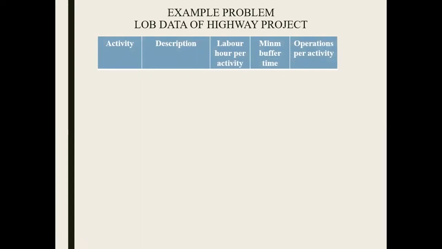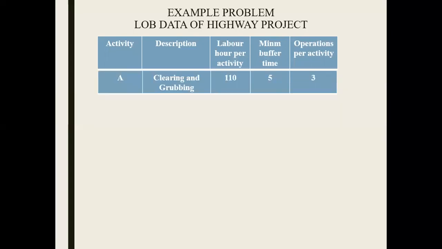So let's see the example problem on LOB data of highway projects. This example is purely hypothetical. The values may not be very specific. It's just for explanation of the problem. Some data has been exaggerated, but the main purpose of this presentation is to explain how you use the LOB technique for scheduling your project. So we have the given data: activity description, labor hours per activity, minimum buffer time, and operations per activity.